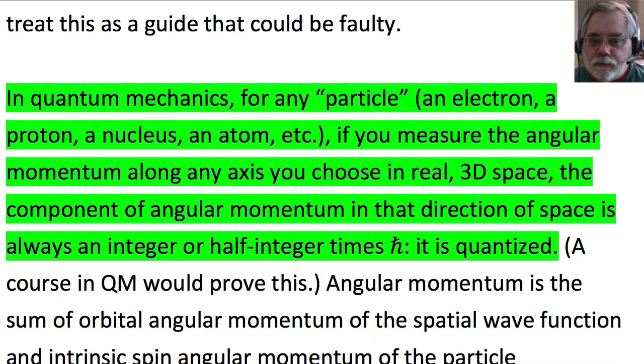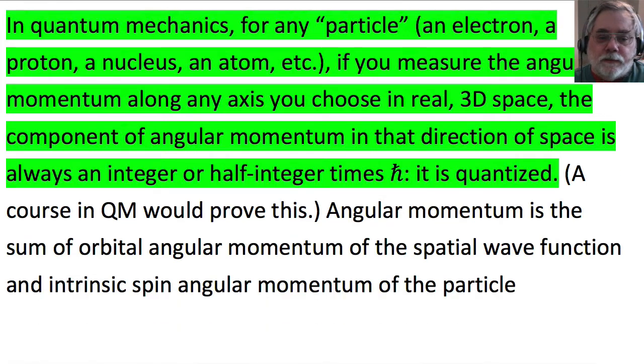In quantum mechanics, for any particle, an electron, a proton, a nucleus, an atom, if you measure the angular momentum along any axis you choose in real three-dimensional space, the component of angular momentum in that direction of space is always an integer or half integer times h bar. It is quantized. A course in quantum mechanics would prove this.